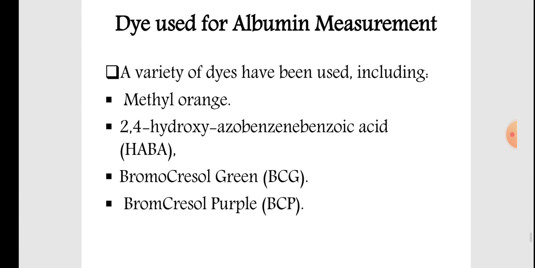The dye used for albumin measurement are variety of dye have been used including methyl orange, 2-hydroxy azobenzoic acid, bromocresol green, which is most common used method, bromocresol purple. The BCG is the most important or most used method for albumin measurement.